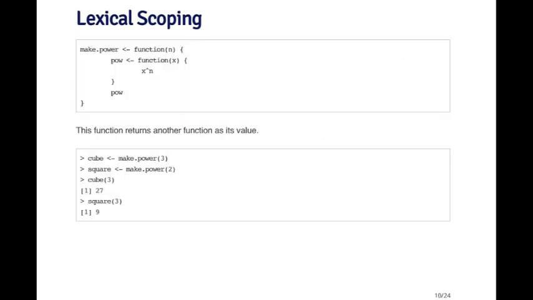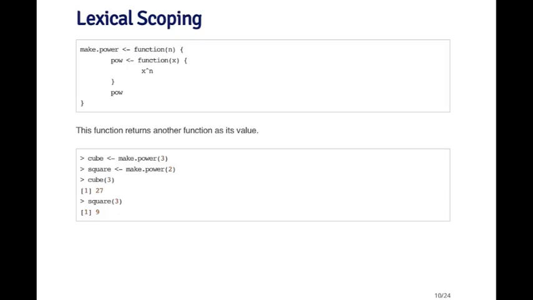So I'm going to define a very simple function here. And often these kinds of functions come in the form of what you might think of as constructor functions. So the idea is that the function is constructing another function. So here's what I want to do. I want to create a function called make.power. And what make.power takes as input is a number n.